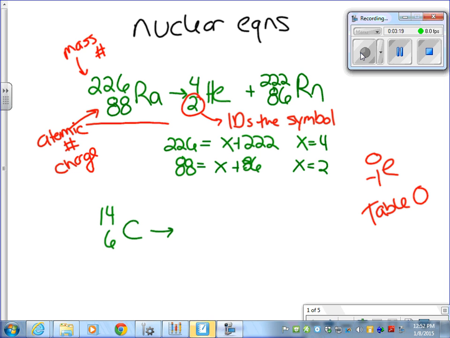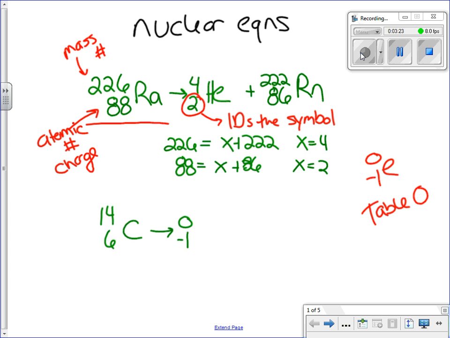So I write the nuclei that's decaying, and then I write my arrow. And then I write the particle that it spits out. Since it's beta decay, it loses an electron. And then I solve for what's left. I say that 14 equals 0 plus x. So x on top here is 14. And on the bottom, 6 equals negative 1 plus x. And x on the bottom is 7. So if I look it up on my periodic table, I see that that is nitrogen.